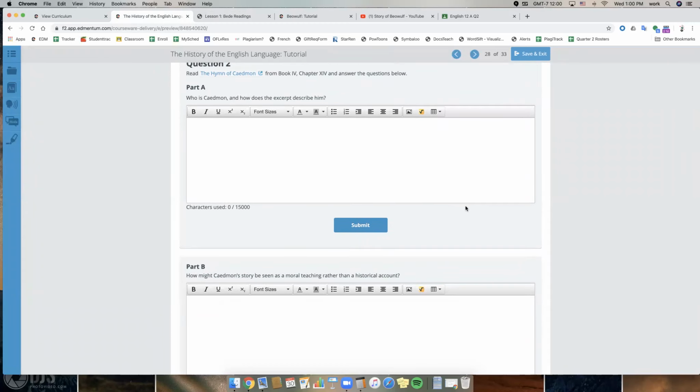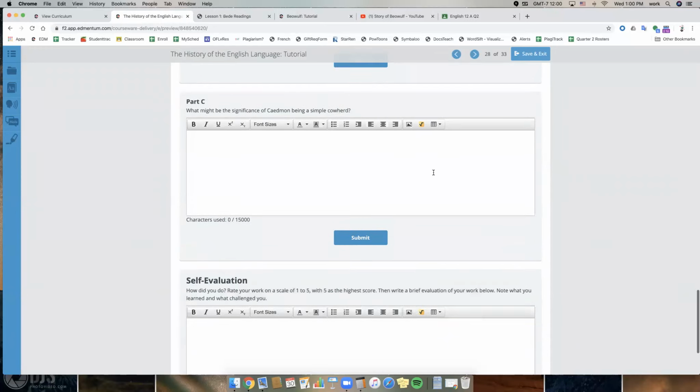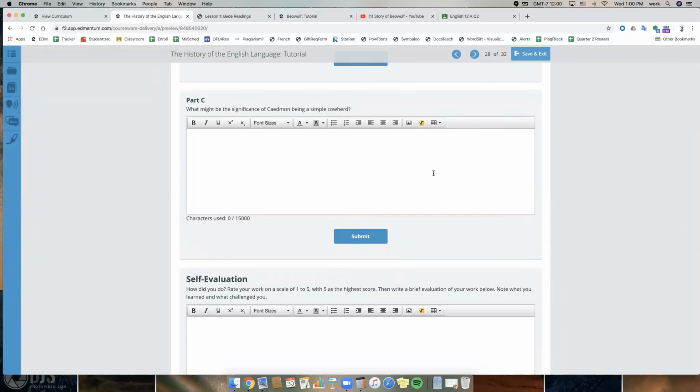The next one, the Hymn of Caedmon, from Book 4, Chapter 24, and answer the questions below. So, who is Caedmon, and how does the excerpt describe him? Whose moral might his story be seen as? How is it a moral teaching rather than historic? What might the significance of Caedmon being a simple cowherd be?